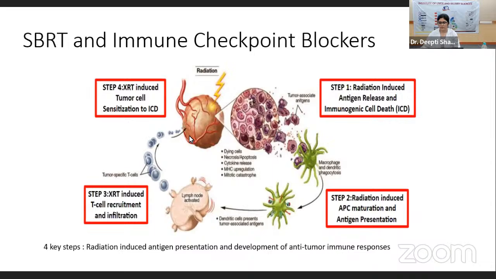But due to the immunomodulatory effect, there is sometimes an increase in PD-1 expression and T-reg cells also. So here the immune checkpoints have a role. With immune checkpoint inhibitors, like PD-1 inhibitors or PD-L1 inhibitors, we can block this pathway, which leads to a synergistic effect between SBRT and immune checkpoint blockers.